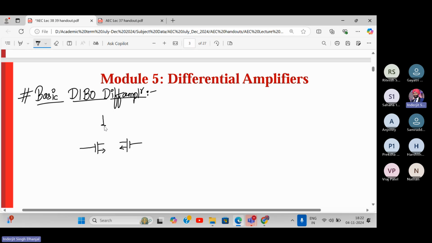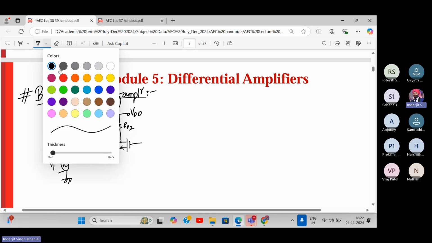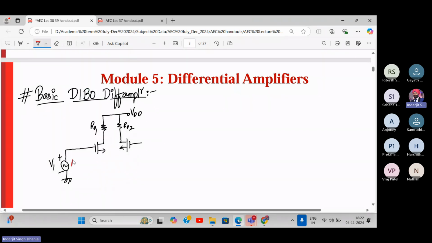At the drain terminals, we have drain resistances, and both the drain resistances are tied together to the VDD supply. This we can call RD1, and this is RD2. Both the inputs could have an internal source resistance, but I'm skipping it right now for simplicity. Here we have AC input number one, which we are calling V1. Mind you, this is an AC input. And the second input is over here. You can draw along with me.